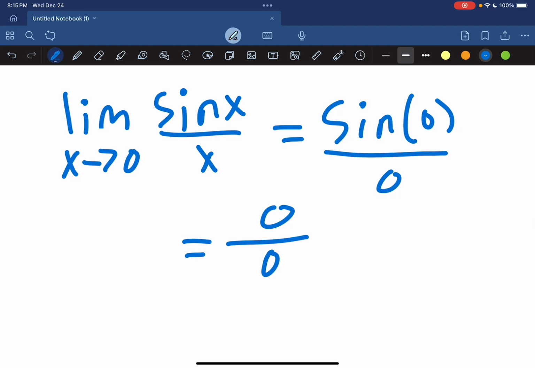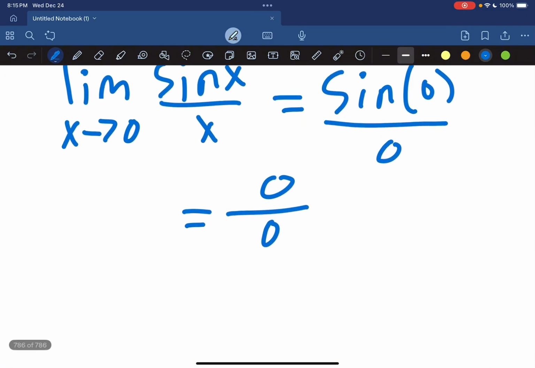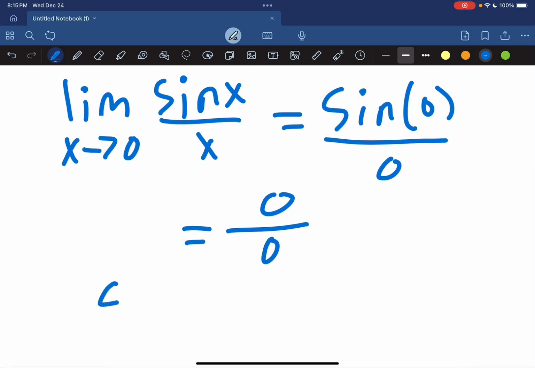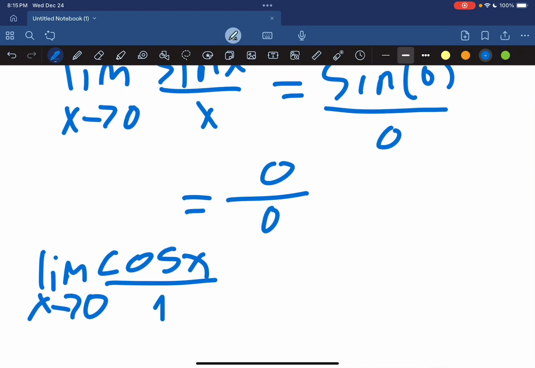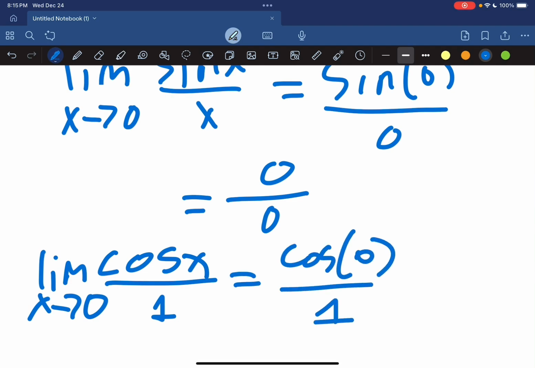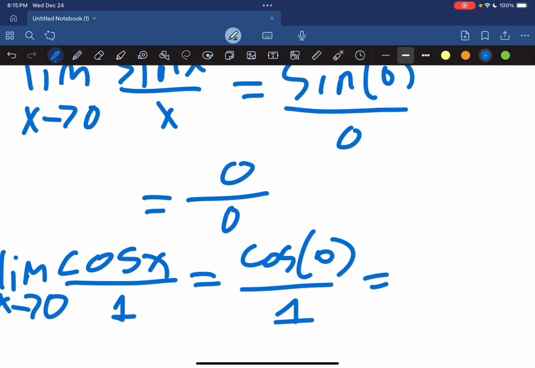Okay, so now what we can do is differentiate the top and the bottom. So let's try to do that. That would be the limit as x approaches 0 of cosine x over 1. So what is cosine of 0 over 1? Cosine of 0 is 1, and 1 over 1 is still 1.